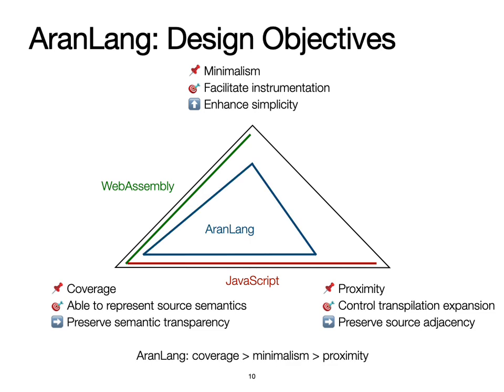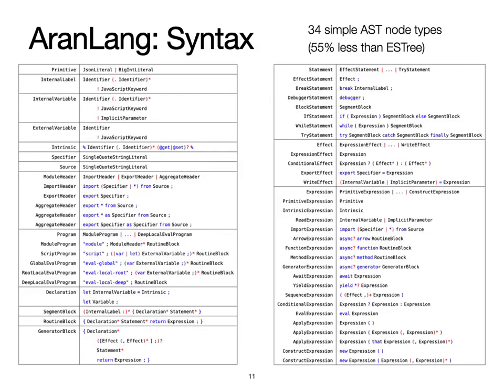AranLang strikes a delicate balance between those three contradicting objectives. It sacrifices very little coverage, and it is significantly simpler than JavaScript. It requires only reasonable transpilation expansion. Here is the complete syntax of AranLang. As you can see, it is much more complex than lambda calculus. However, it is much simpler than JavaScript.